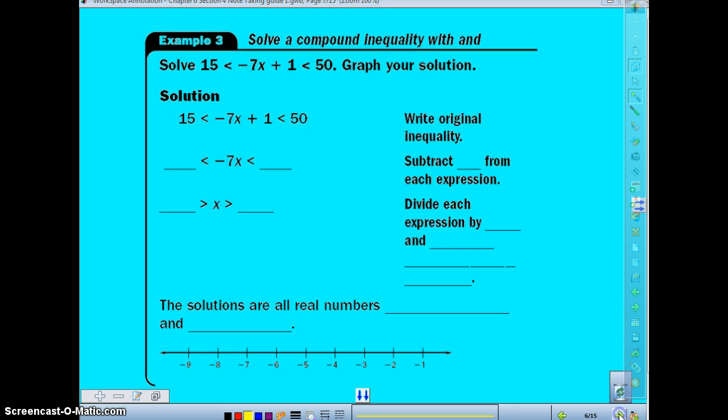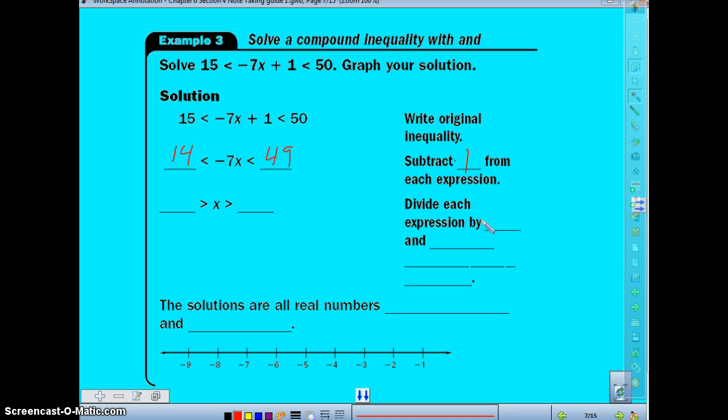Moving on. Solve 15 is less than negative 7x plus 1 is less than 50. Graph your solution. Again, we have an and statement, so that's going to help us here. If we rewrite this, we could split these apart, and that's totally cool. In this situation the book didn't; it just wanted to show you another way of doing this. You're going to subtract 1 from each expression, so this would be 14 over here, and this would be 49.